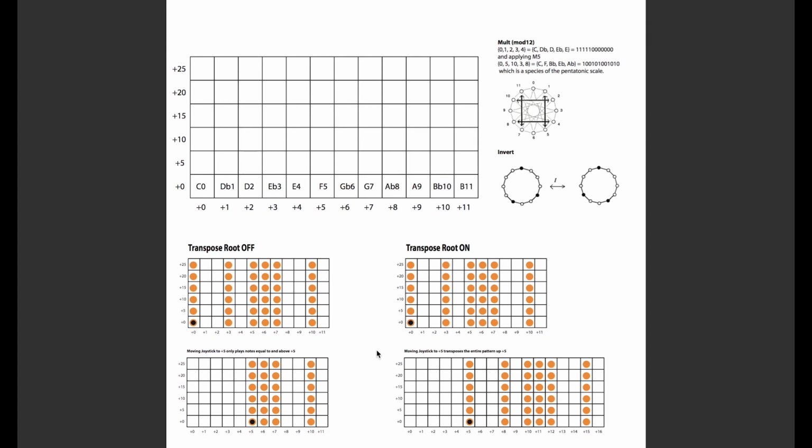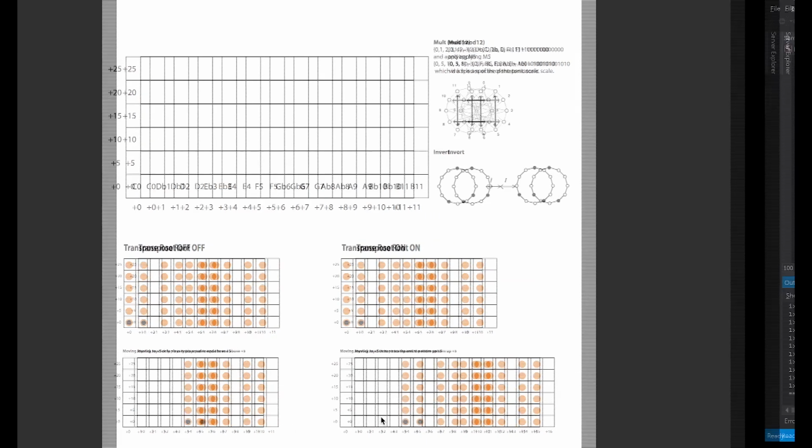And for the x-axis, we decided to implement 2 modes, one being transpose root on, the other being transpose root off. With transpose root on, the selected pattern is transposed by 1 semitone with each increase in the x-axis position, and with transpose root off, only the notes in the pattern that are above your position on the x-axis will sound. So it gives the user the ability to play within that selected pattern.